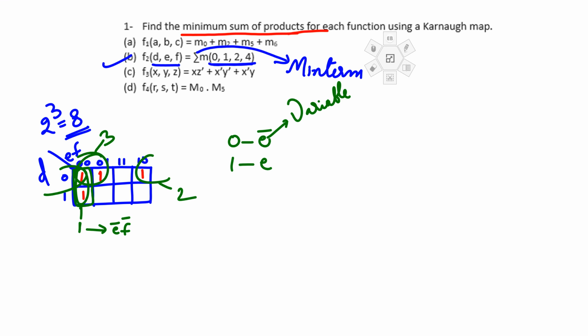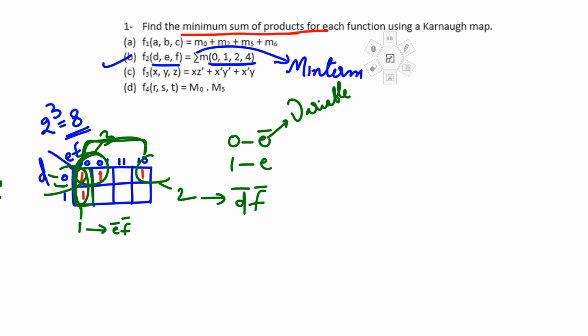Then what about the second one? The second one, where the ones are at this position and again at these positions. Also the row is the 0th row, and 0 means D bar. So that is D bar. And then what about this one? Here F bar is common. So D bar, F bar. Okay, fine. We got the second one also.